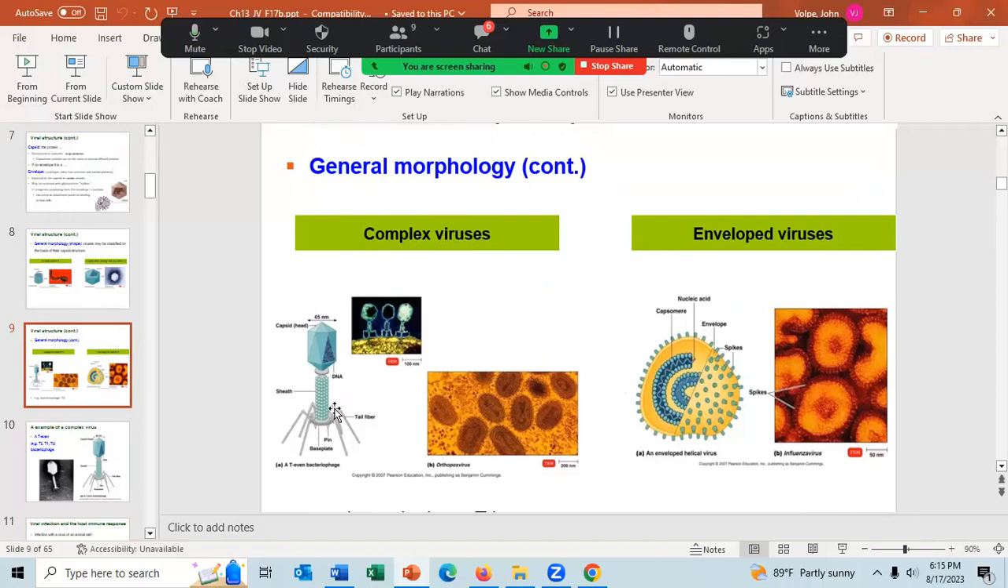This one looks similar to the lunar lander from the Apollo space mission. And I know most of you weren't born when that happened, but you probably have seen videos of it or something about it, pictures of it. And there we actually see an electron microscopic image of this virus. Complex virus, taking on any shape.